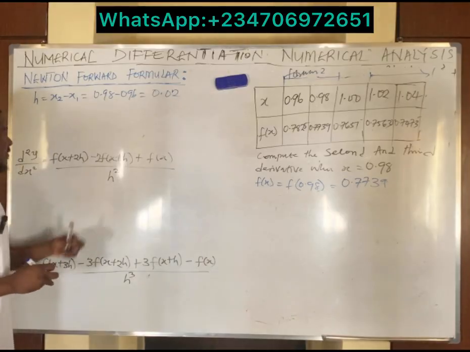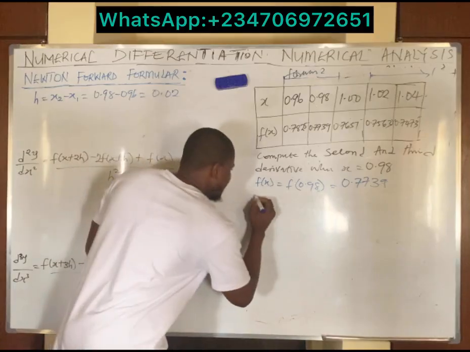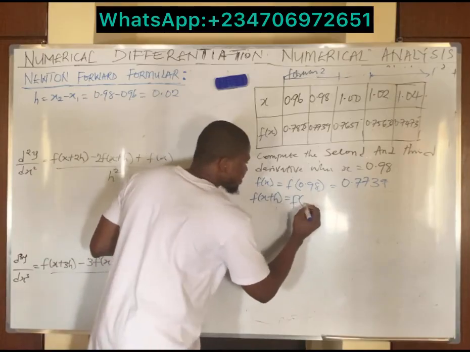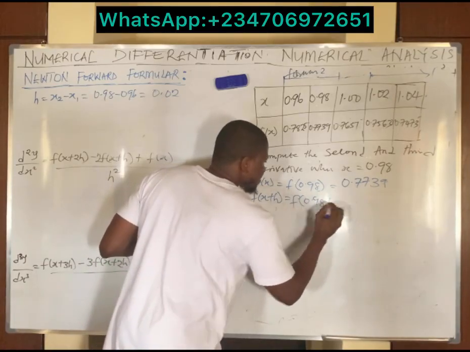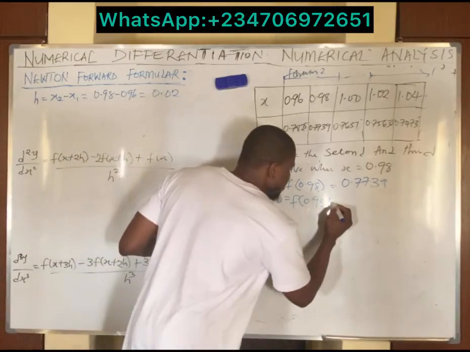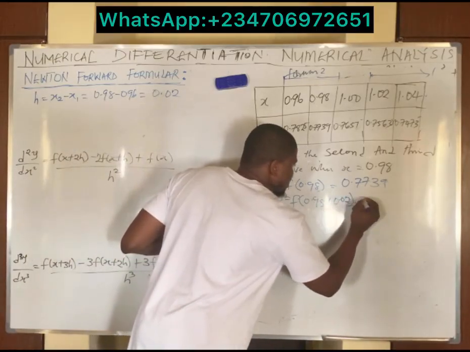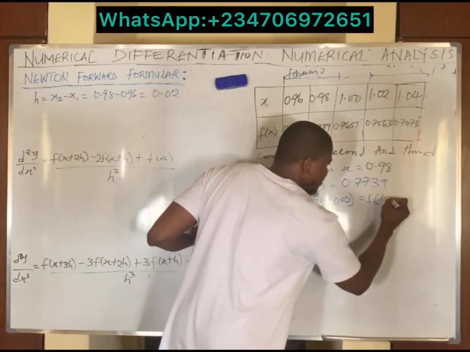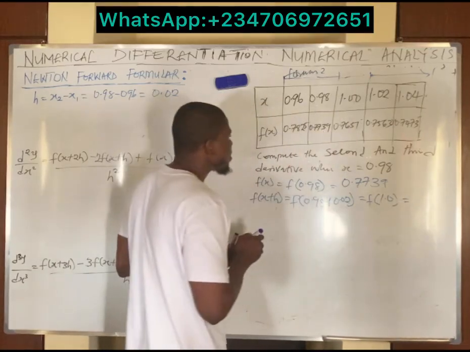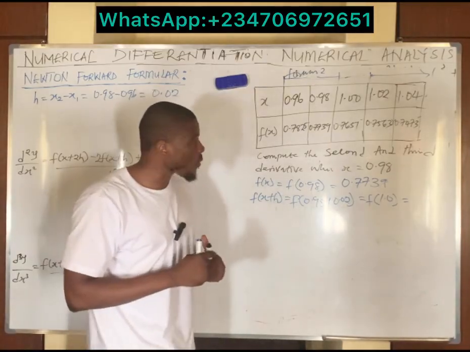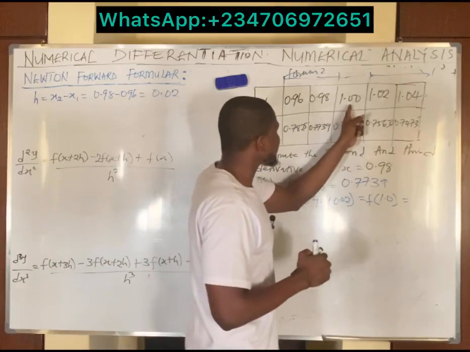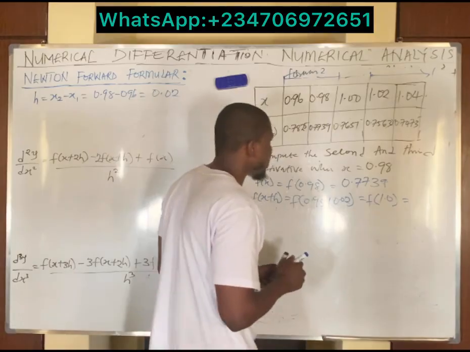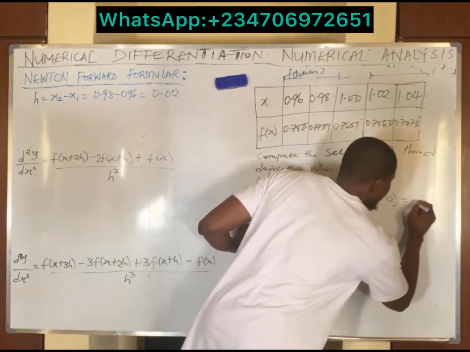Next, let's find f of x plus h. So f of x plus h is equal to, x is the point of interest, which is 0.98. H now is the interval 0.02. So we'll have plus 0.02. So this is actually f of 0.98 plus 0.02, which gives us 1.0. So this is going to be equal to, what is the value of f of x when x is 1.0? So this is 1.0. This is f of x. The value there is simply 0.7651. Okay, so you have 0.7651.